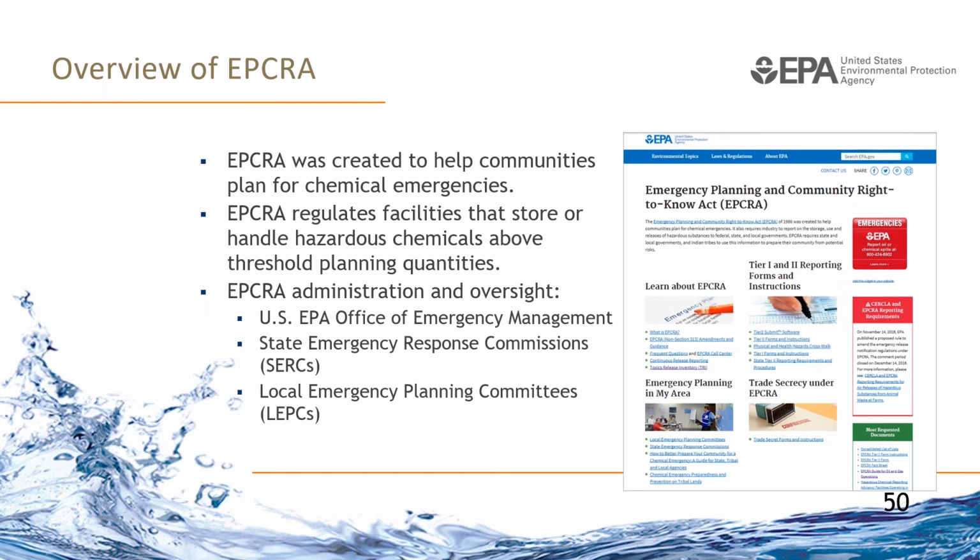Okay, so now we're going to talk about a little overview of EPCRA, which is what AWIA Section 2018 amends. It was signed into law back in 1986, and it was created to help communities plan for chemical emergencies and address concerns of environmental safety hazards that are posed by storing and handling of toxic chemicals. The community that's regulated by EPCRA are the facilities that produce, use, or store hazardous chemicals in quantities above specified thresholds. EPCRA is administered by EPA's Office of Emergency Management, and it's implemented by state emergency response commissions, SERCs, or tribal emergency response commissions, TERCs, and local emergency planning committees, or LEPCs.